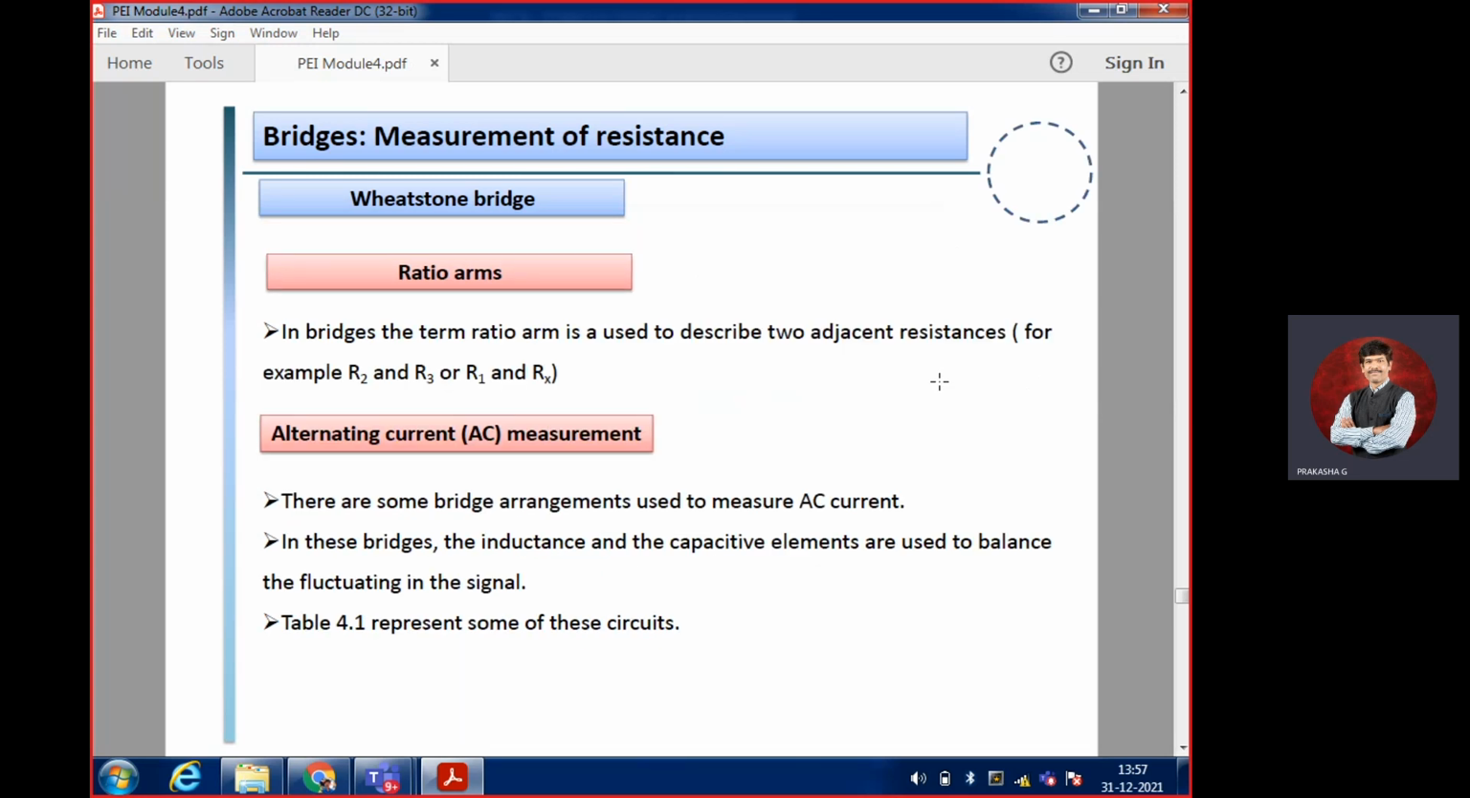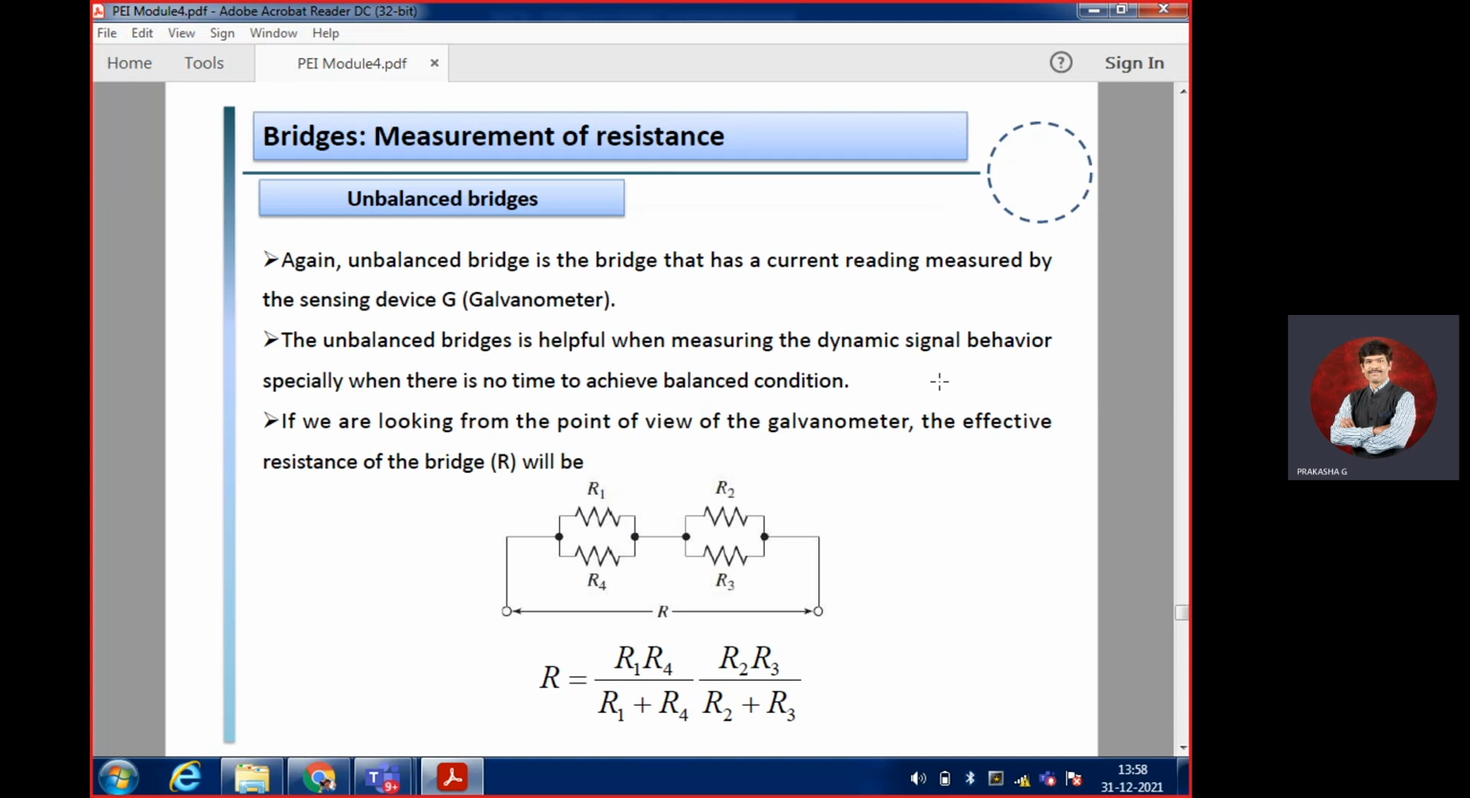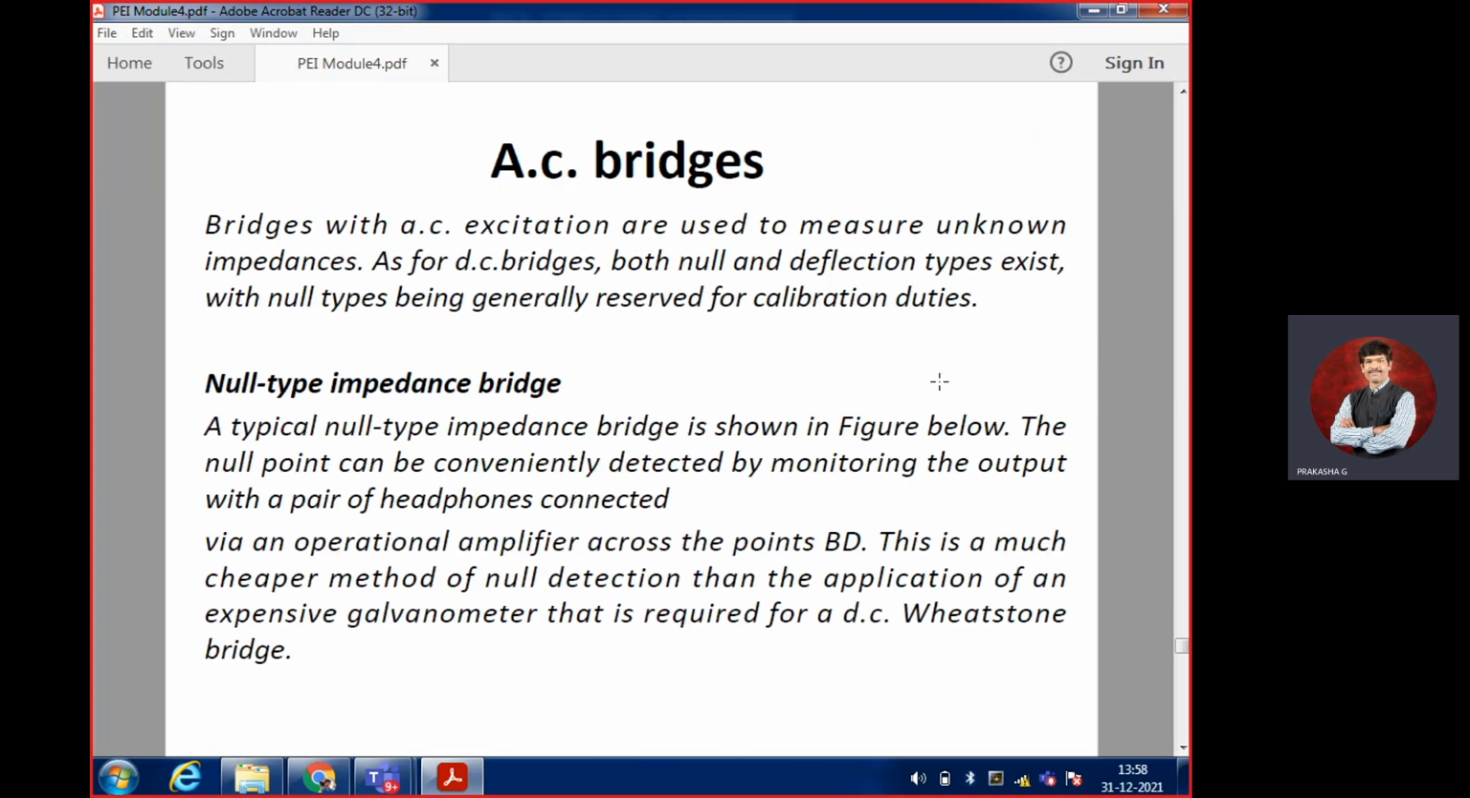But if you want to measure AC currents, only resistance is not sufficient. You are supposed to go for inductance and also capacitance. Let us see one by one. And this is measurement of resistance. How are you going to do that? The same thing has been given. These are AC bridges, where capacitance or inductance are going to be used.